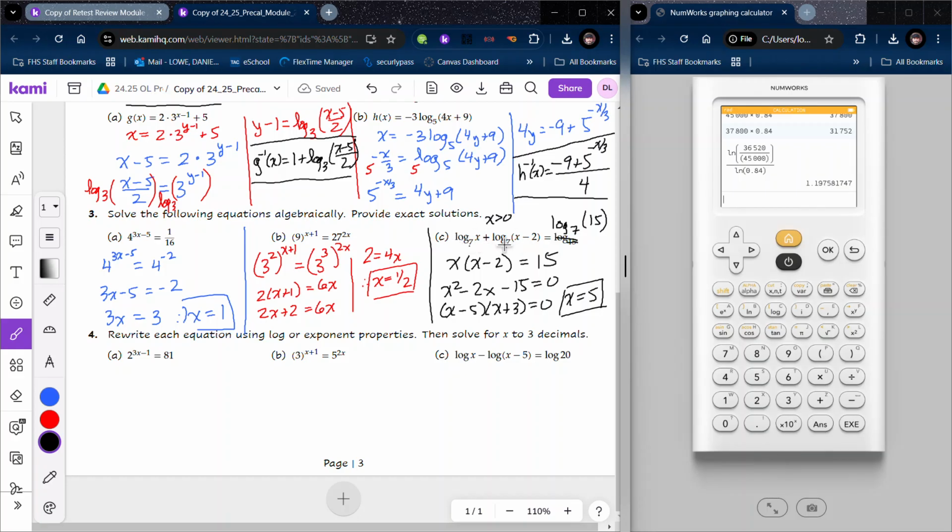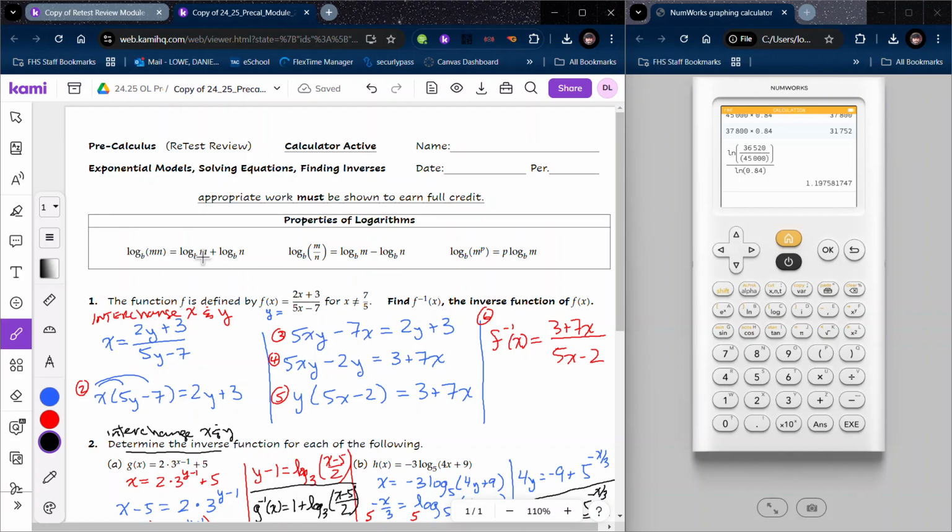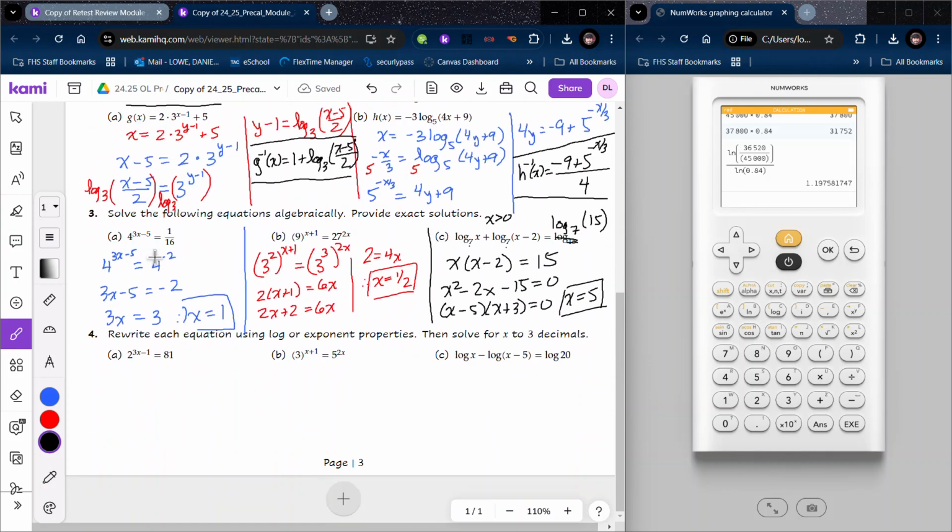So properties of logarithms, remember, we do have them listed up here. Properties of logarithms, if I have addition of 2 logarithms with the same base, I can work with multiplication. Okay. Then for this final set of questions, we're going to rewrite each equation using log or exponent properties. Then we're going to solve for x to 3 decimal places. All right, so we'll use our calculator once we set it up.